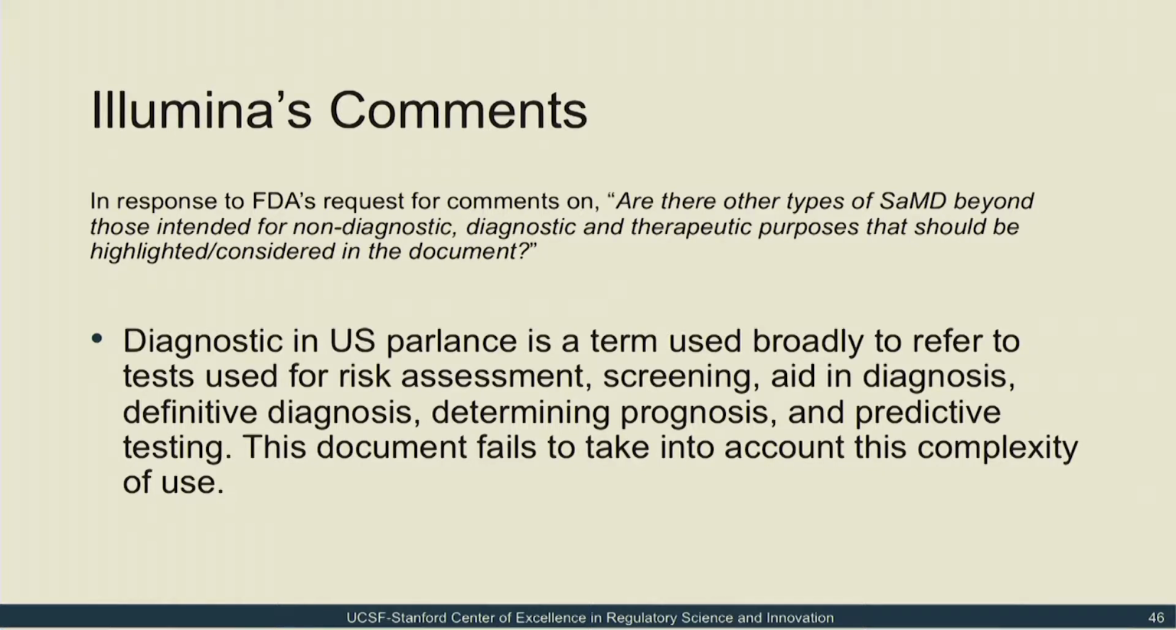Illumina, in response to the specific question by FDA around types of software as medical devices beyond those intended for diagnostic, therapeutic, or non-diagnostic purposes, takes issue with the use of the word diagnostic, in that used broadly to refer to tests used for risk assessment, screening, aiding diagnosis, definitive diagnosis, determining processing, and predictive testing. This document, according to Illumina, fails to take into account this complexity of use. And more in general, the company points to the document using non-standard terminology, leaving room for additional segmentation of what constitutes both software and evidence.